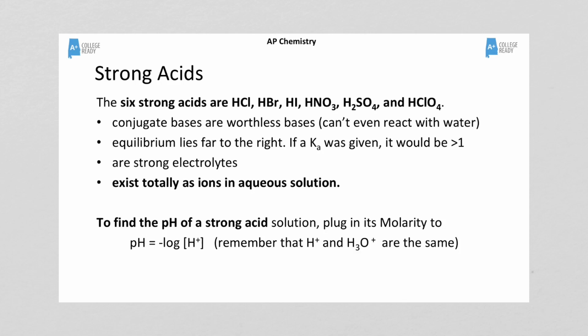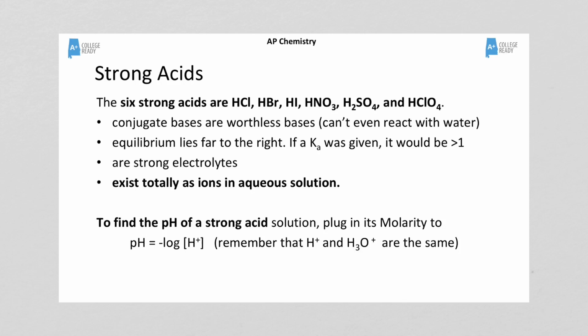With strong acids, these 6, the equilibrium lies far to the right. If a Ka was given, we typically don't see Kas for these. It would be much greater than 1, which is a completion reaction, because these are completely ions in the solution. We call those strong electrolytes when they're completely ions. These solutions, since there would be so many ions in the solution, would be good conductors.